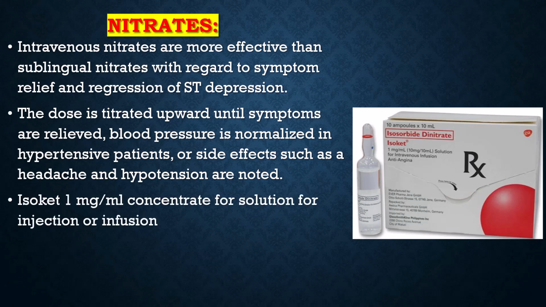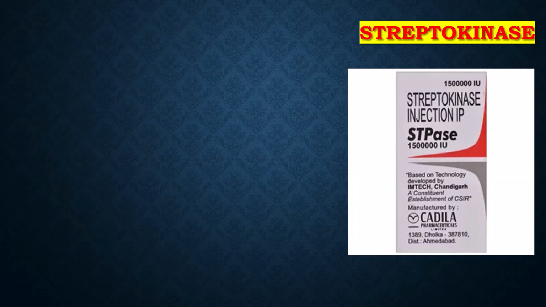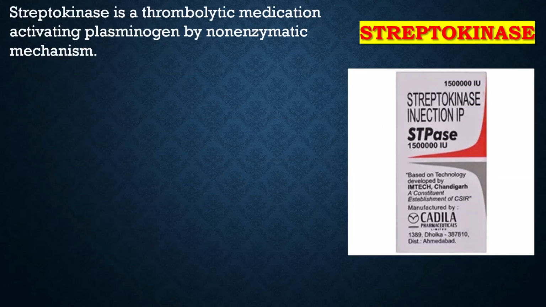Isoket 1 mg per ml concentration solution for injection or infusion. The active ingredient of Isoket is isosorbide dinitrate.